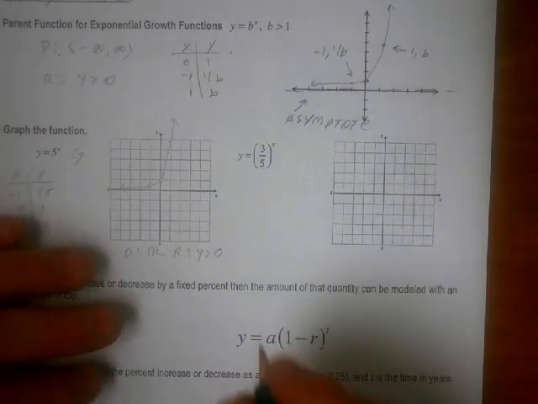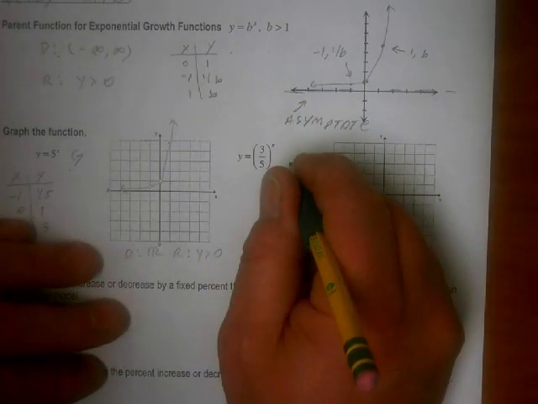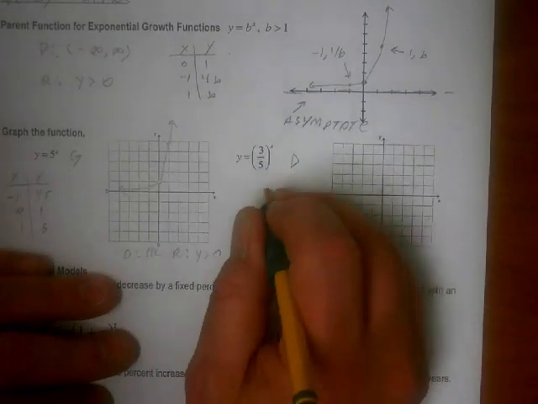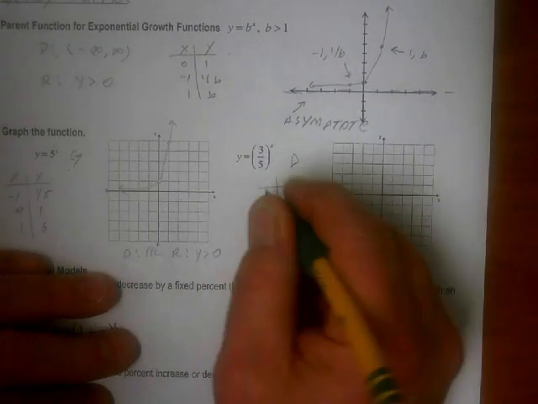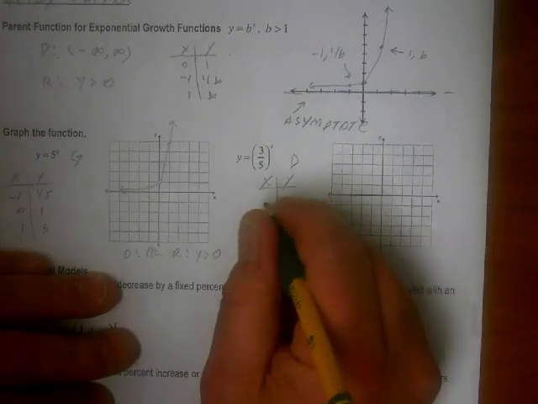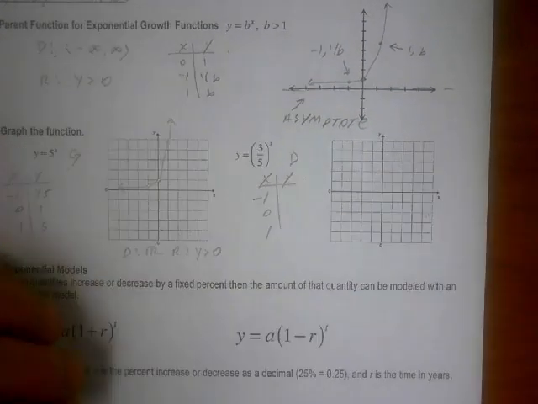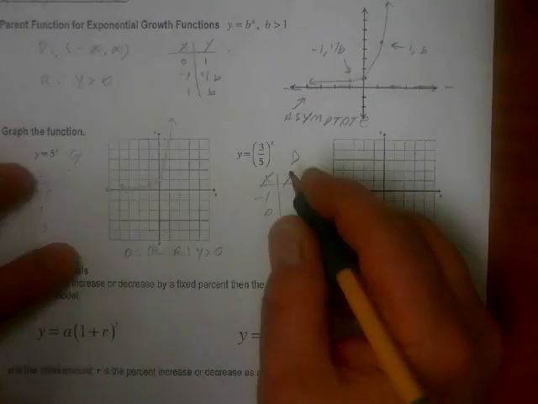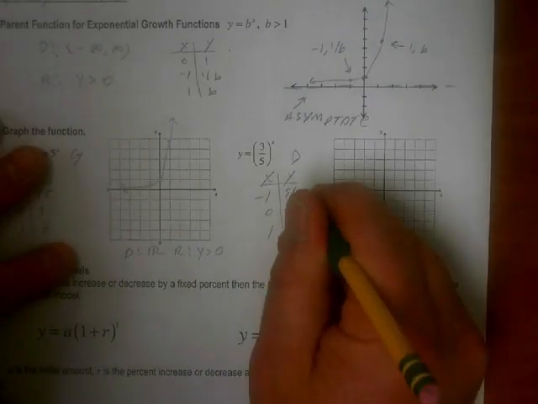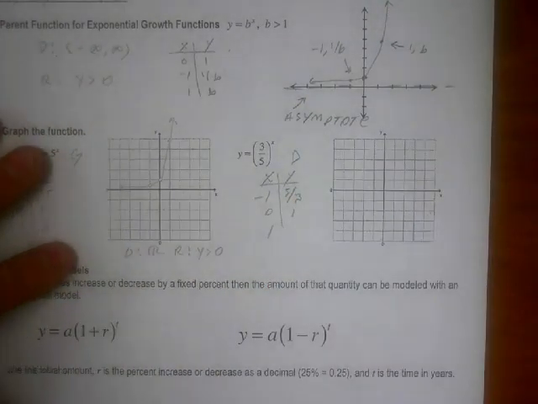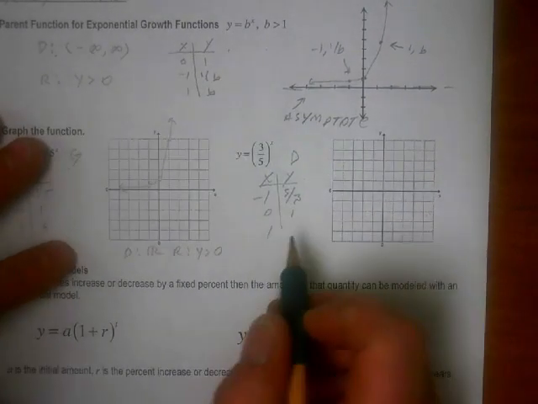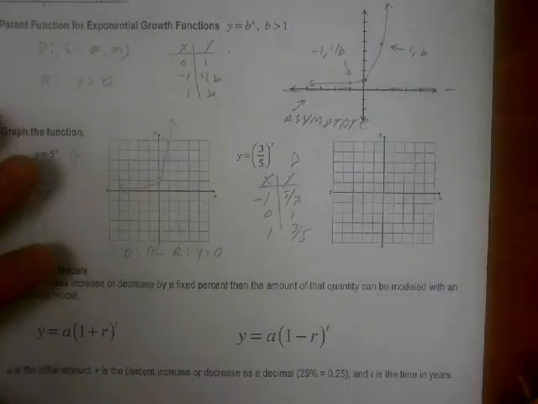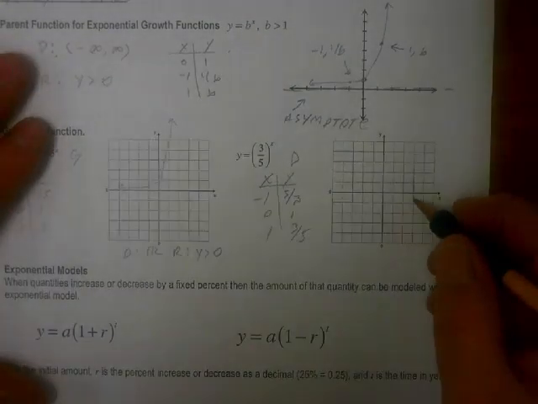Here we have 3/5 is the value of b. Since 3/5 is less than 1, what we have is a decay. Set up a really quick table. And as I mentioned a few moments ago, let's get used to doing this. You can use the numbers negative 1, 0, and 1. If I put negative 1 into here, y is going to be 5/3. If I put 0 in, y is 1. And if I put 1 in, y is going to be 3/5.